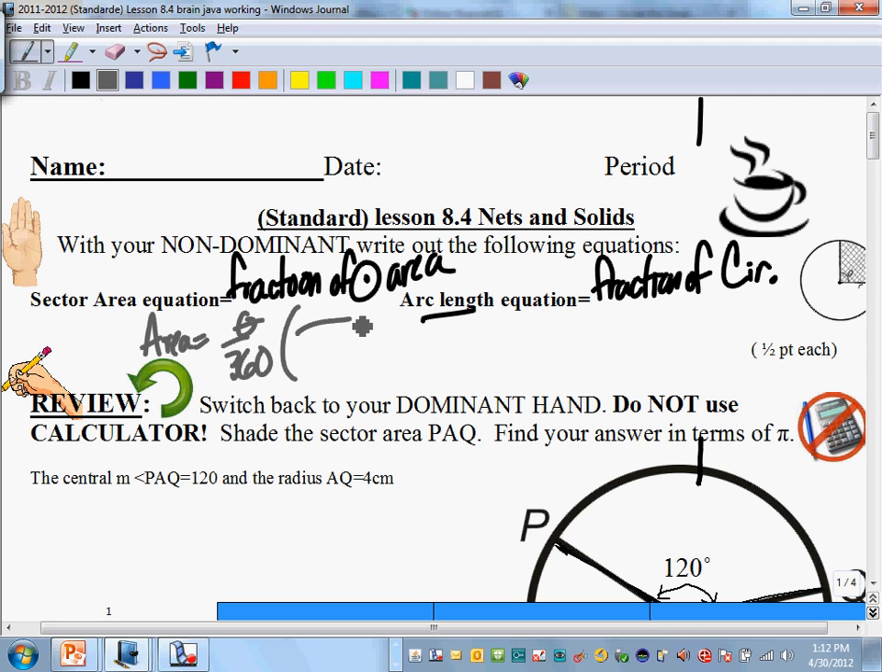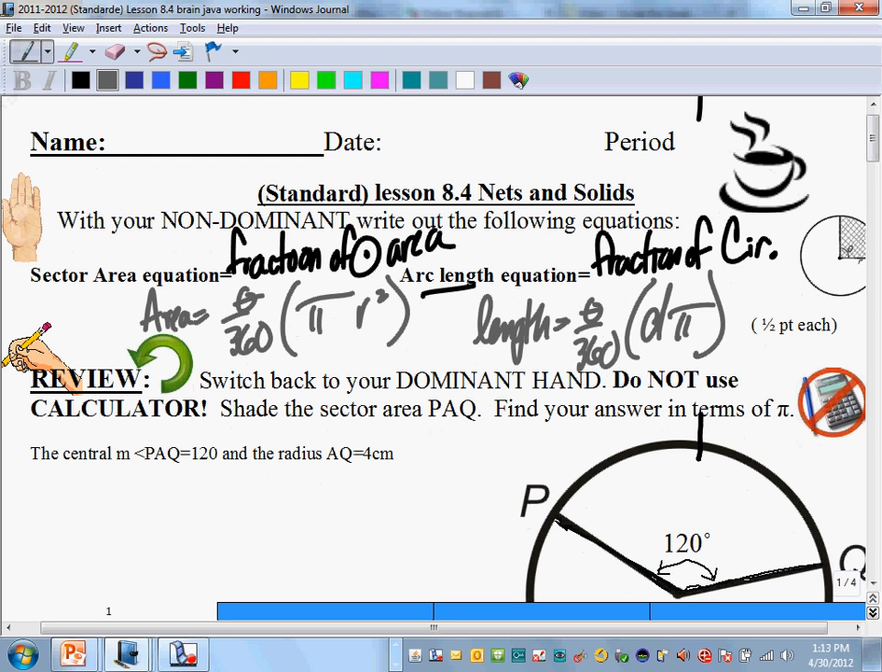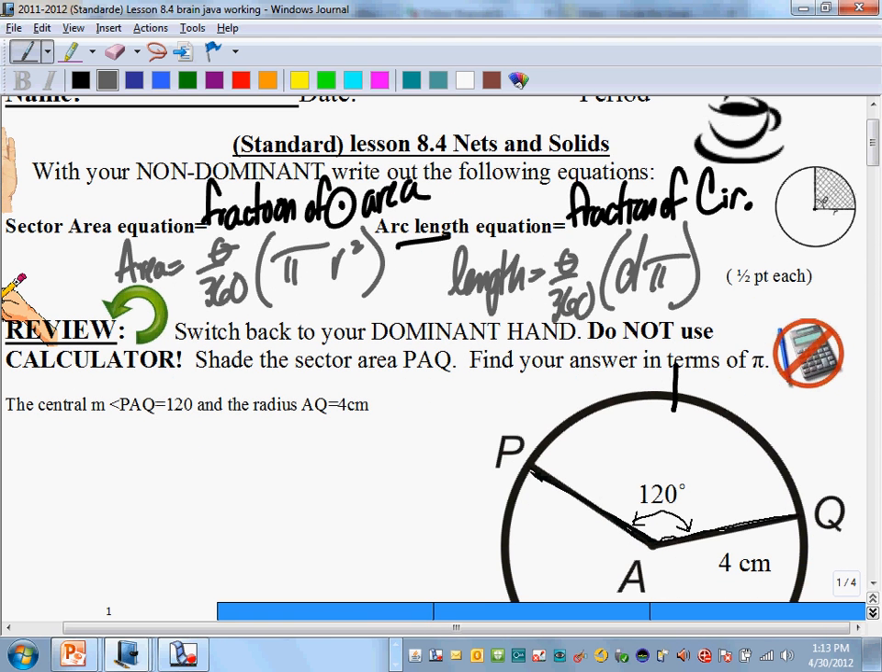That's your fraction of area, which is pi r squared. Here, arc length, so I'm just going to write the word length here, is again theta over 360. That's your fraction times d pi. Half point each. I'll take either the word version, which is in the black, or the gray version, which is the actual equation.